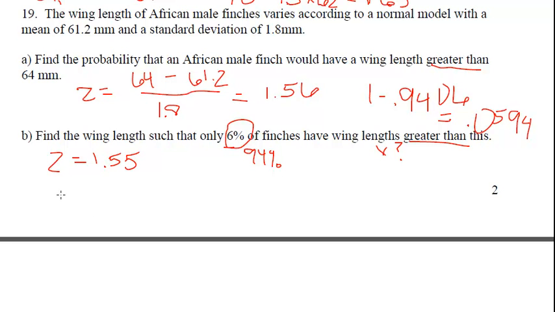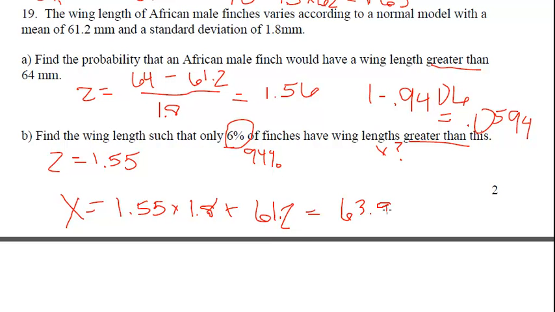Now I want to solve for x. X is going to be equal to our z value times our standard deviation, plus our mean. This formula will be given to you. Mean is 61.2. And this then is equal to 63.99.